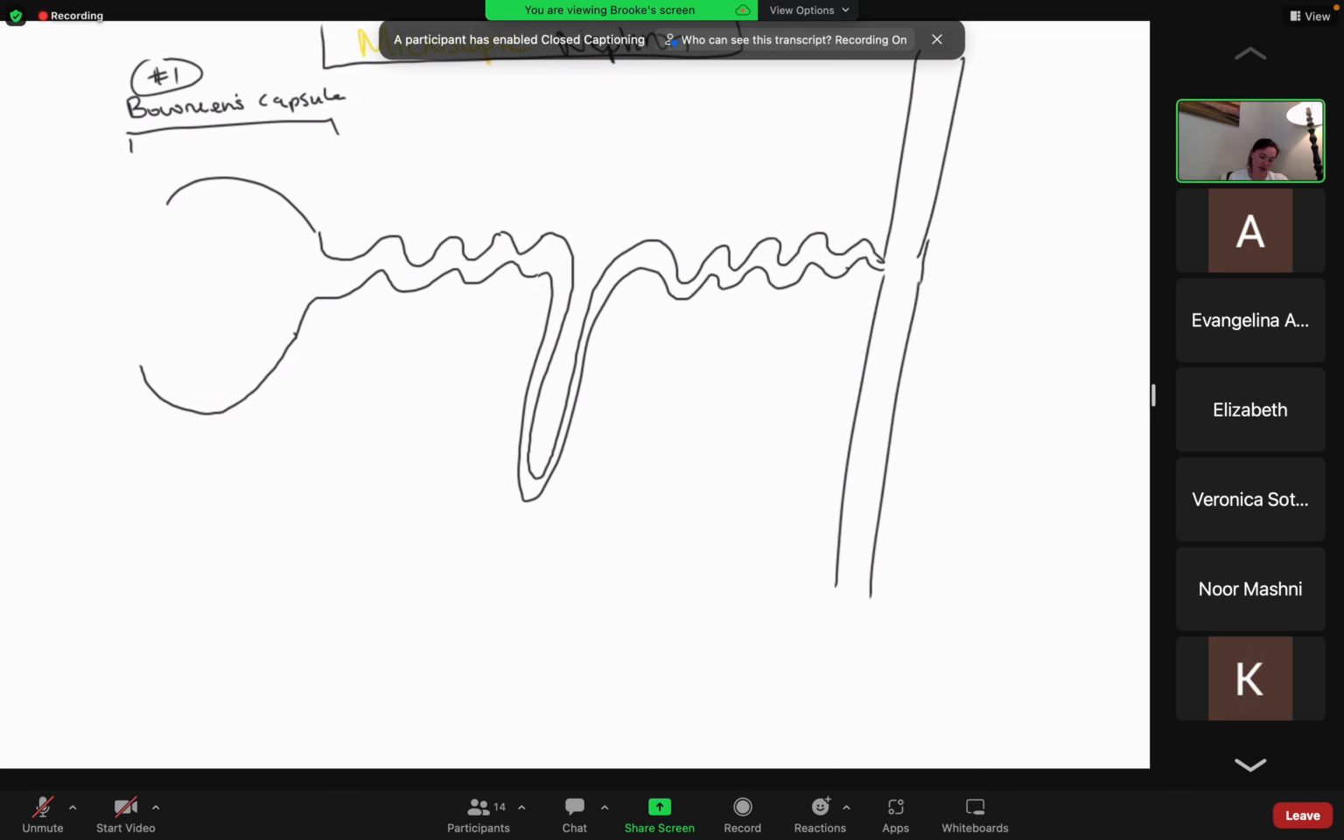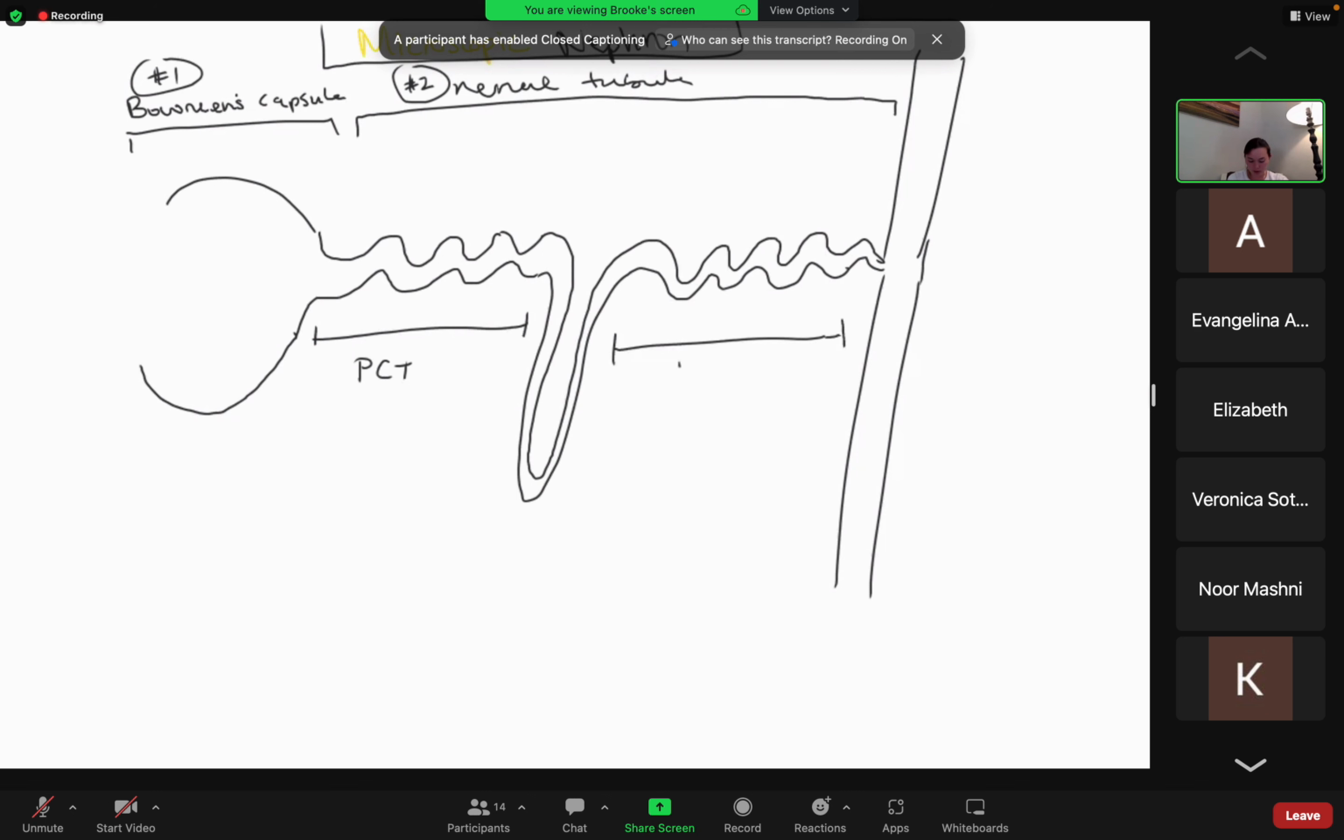And then it has the actual renal tubule, right? Renal tubule. So that's number 2. So those are the 2 parts of the nephron. This here would be the proximal convoluted tubule. This is the distal convoluted tubule, PCT. Here is my loop of Henle.